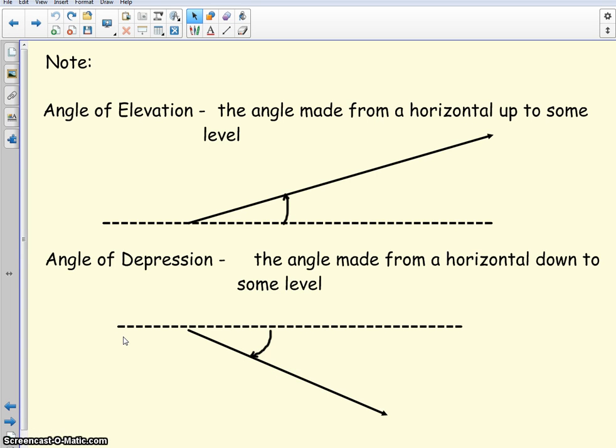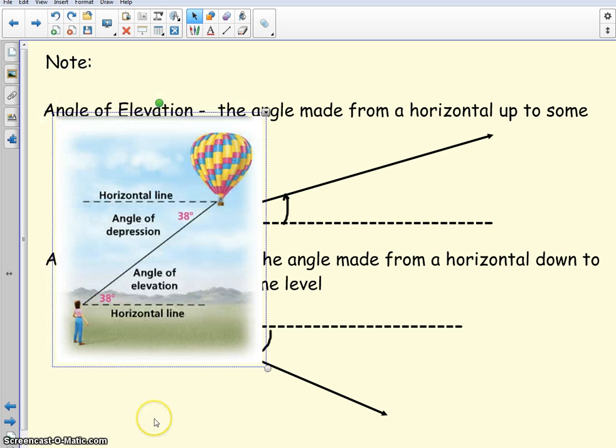To further illustrate this point, you can take a look at this picture right here. In this situation, you have somebody looking up at a hot air balloon. The angle of elevation for the person's line of sight from the horizontal is 38 degrees. Similarly, from the hot air balloon, the angle of depression down to the person on the ground is 38 degrees as well. Those two angles will be the same because both these lines at the top and bottom are horizontal, so you have a little Z pattern being created there. So the angle of elevation for the person to the hot air balloon is the same as the angle of depression from the hot air balloon down to the person.